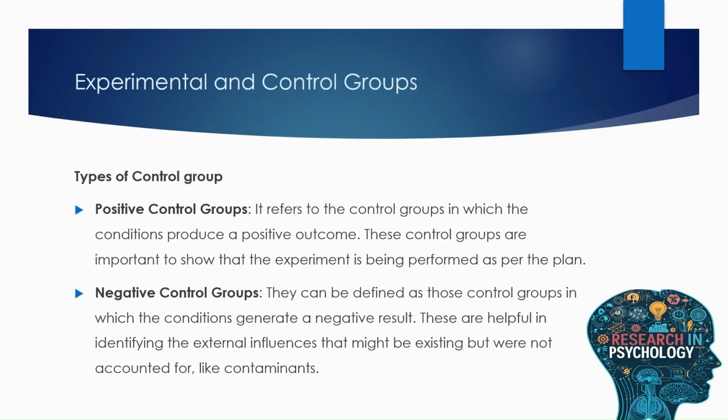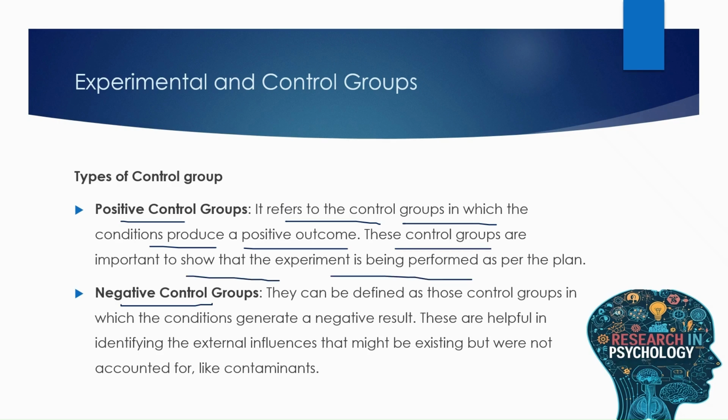We have two more classes of control group. The first is called a positive control group and the second is called a negative control group. So the positive control group refers to the control groups in which the conditions produce a positive outcome, right? These control groups are important to show that the experiment is being performed as per the plan, right? So it would be giving you a positive outcome.